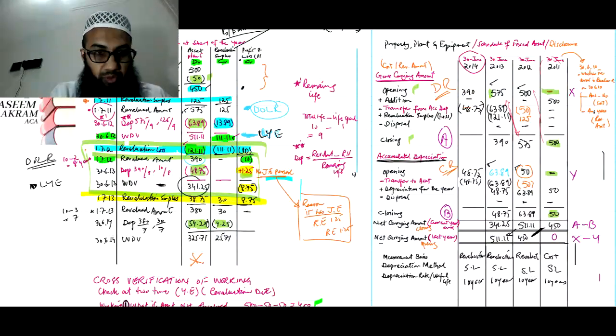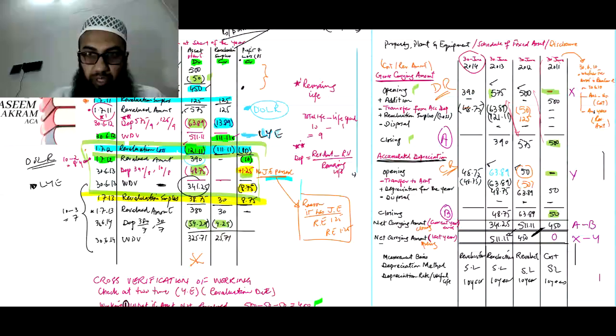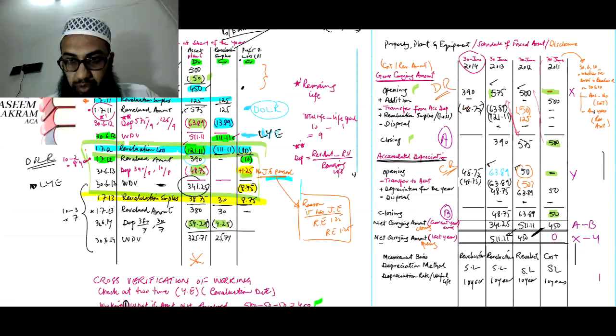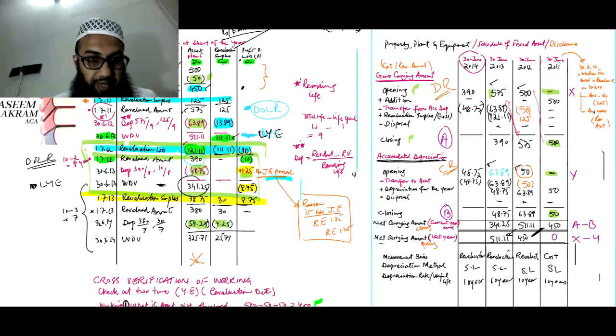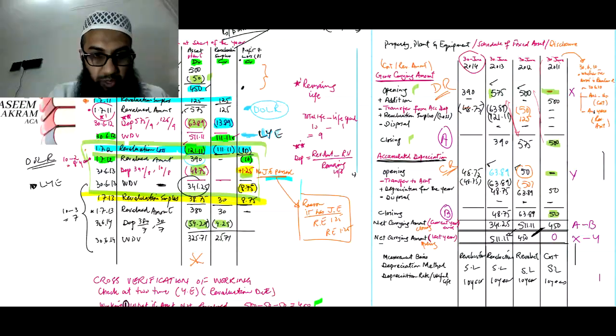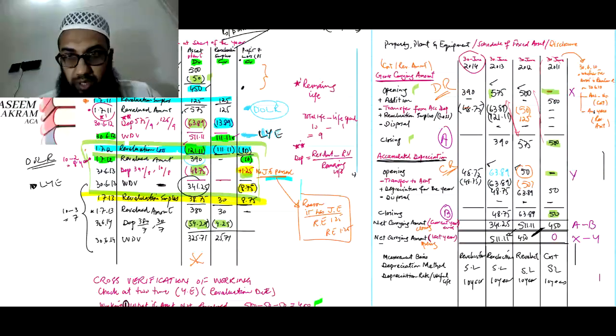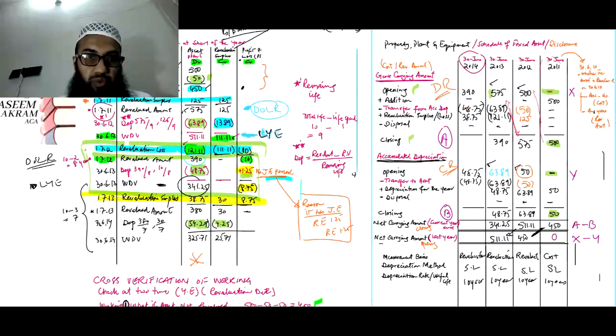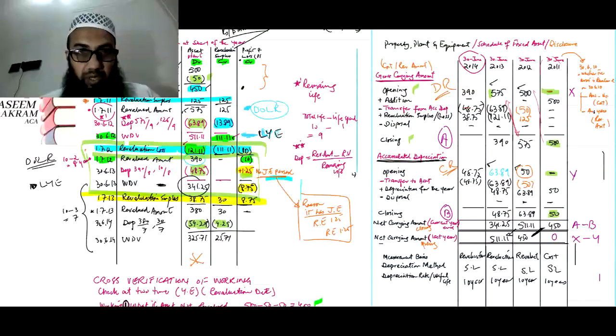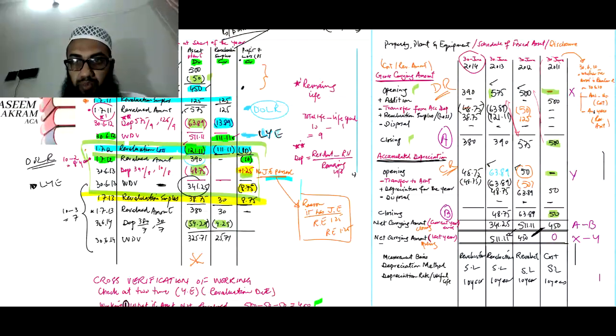What's next? From 30th June 2013 to 30th June 2014, this is our year. Once again revaluation comes. We have made the first entry, 48.75, transfer of accumulated depreciation to asset account. Next, revaluation surplus came, 38.75 should be added to the gross carrying amount. No addition. What value does the asset reach? It becomes 380, the revalued amount.